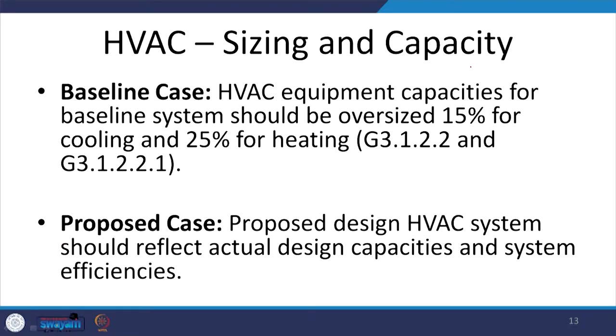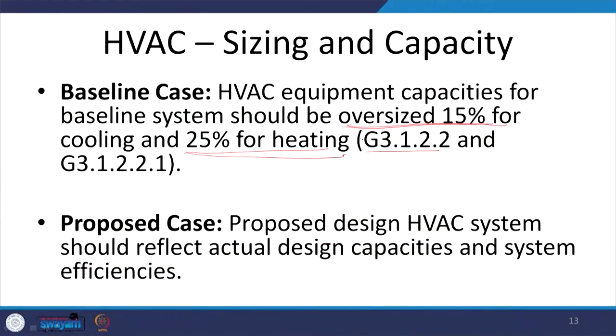If the system has already been designed, in that case the proposed HVAC system types and quantities with the given efficiencies will be used. For sizing and capacity, again for the baseline case it will refer to the different sections of Appendix G3.1 table. The system will be oversized, calculated for an oversize of 15% for cooling and 25% for heating. That is what the base case will be taking. However, the proposed case will reflect the actual design capacities and the system efficiencies.